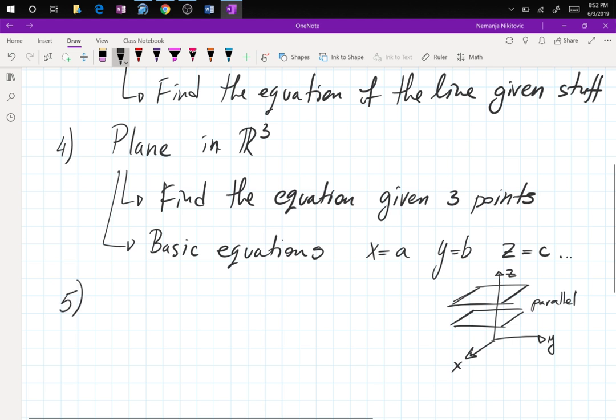Number 5. So we have cylinders and quadratic surfaces.